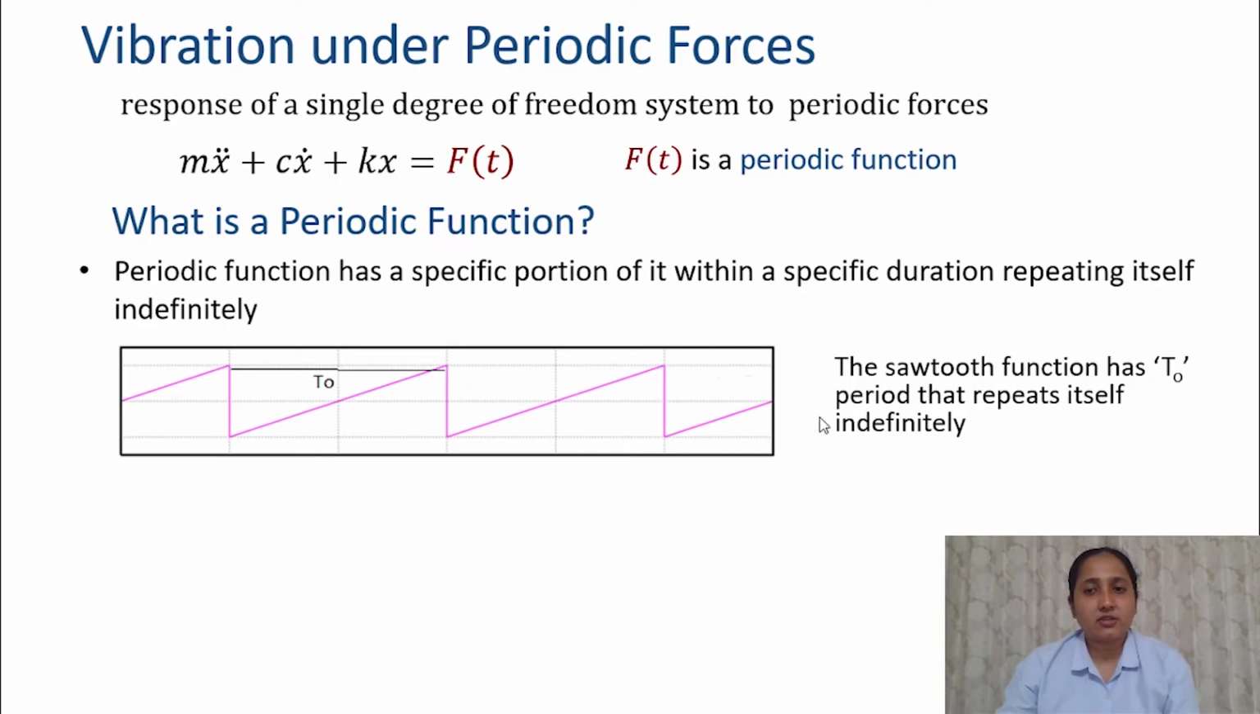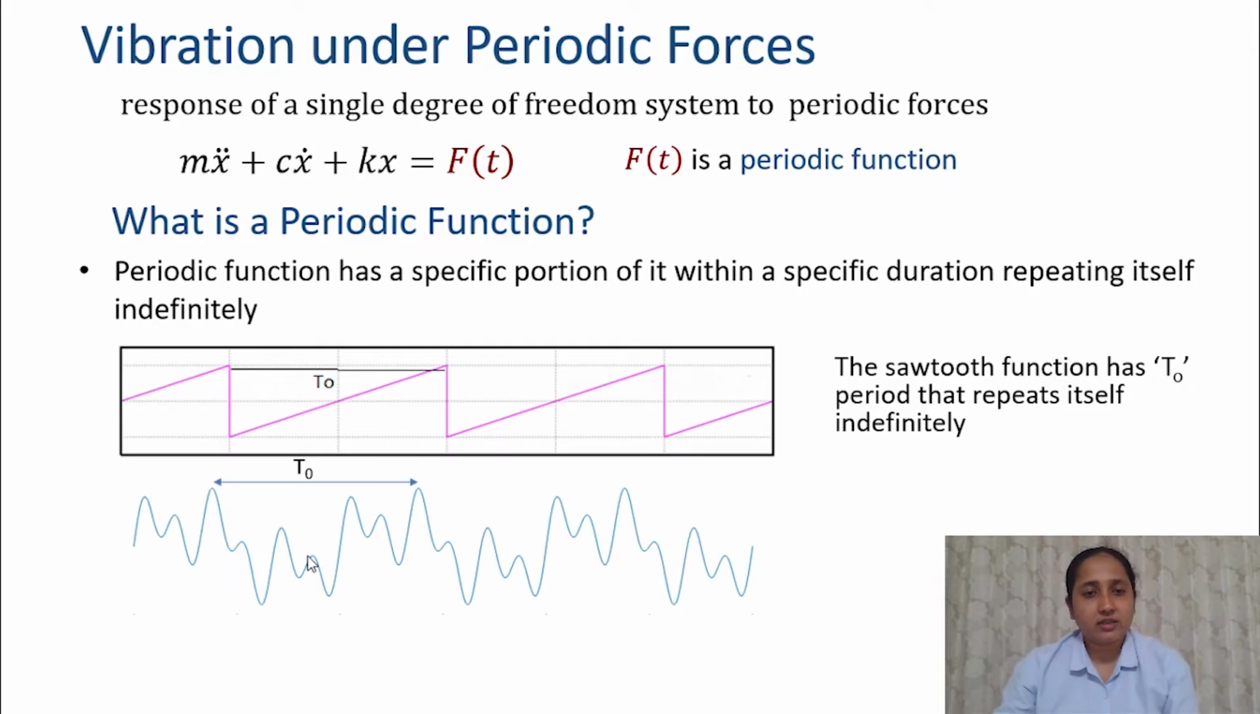This function is called sawtooth function and this has a period t0. So after the duration of t0, the function repeats itself. So this much specific portion of this function gets repeated indefinitely. So let's see one more example. This is also a periodic function and this period is t0 and this portion of this function gets repeated indefinitely.